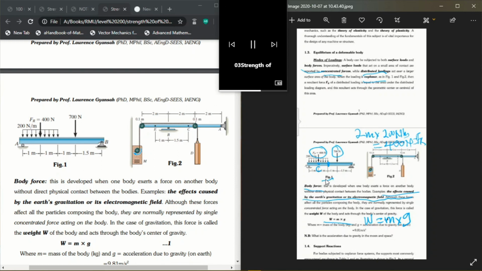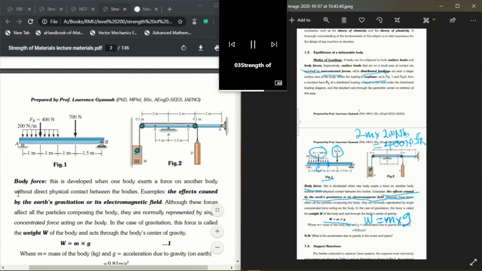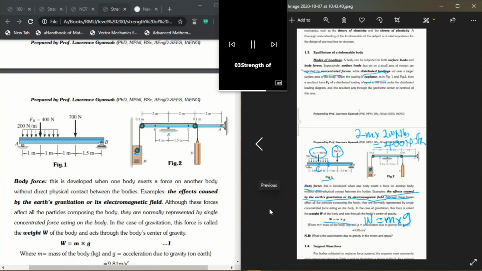Because the loads act at the surface of the structure, we say surface loads, and it comprises two fields, concentrated and distributed. What about body forces? On page 2 of the lecture material, body force. What is a body force? Example of a body force is our normal weight, the weight of an object. And you know the weight of an object acts at the centroid of the object, where the total weight of an object can act. So therefore, a body force is developed when one body exerts a force on another body without direct physical contact between the bodies. It's very important. So example is the weight.